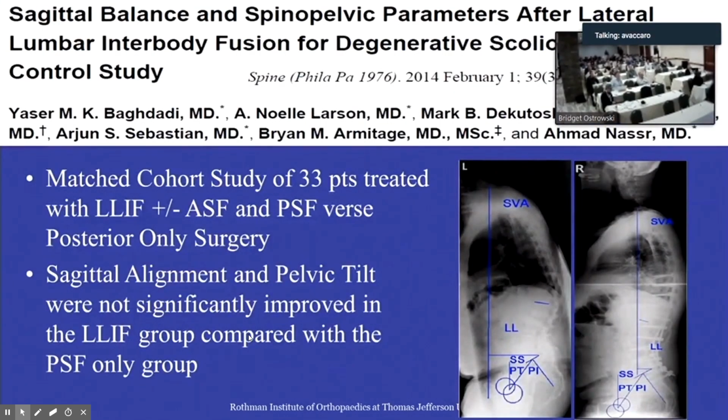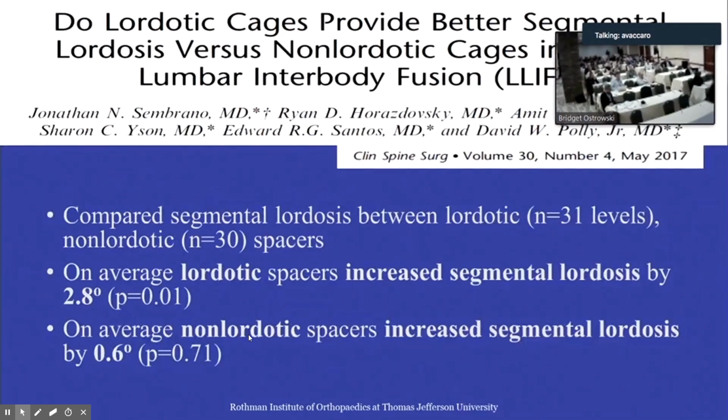My fellow at Cleveland Clinic did a matched cohort study of 33 patients where they did a lateral or anterior interbody and a posterior compared to posterior alone. No difference at all. Pelvic tilt, SVA, no difference. And this was a matched cohort. So when you begin to look at the real scientific studies that put things together, you don't see a difference.